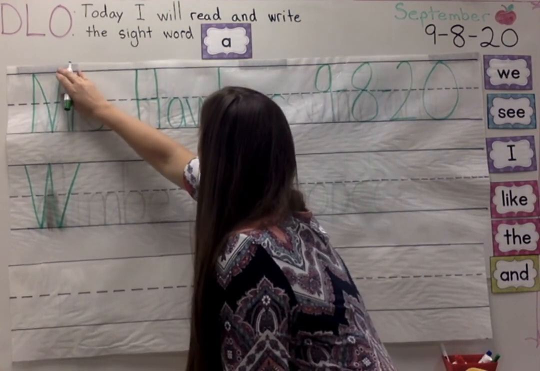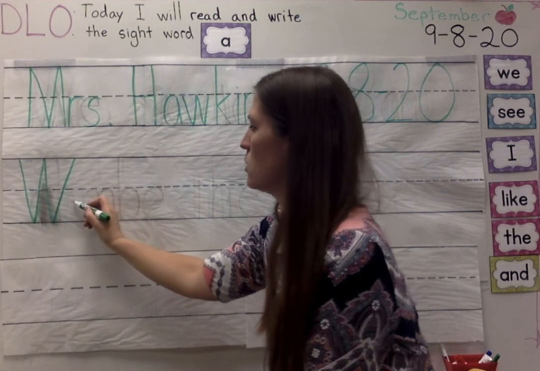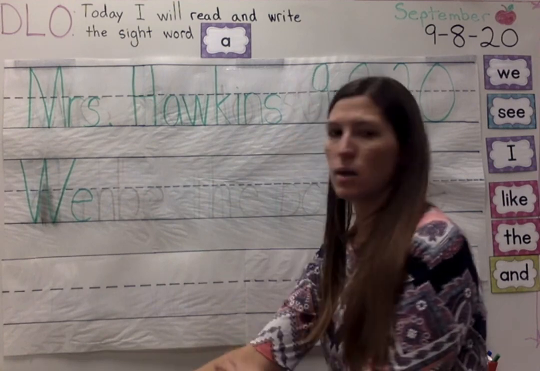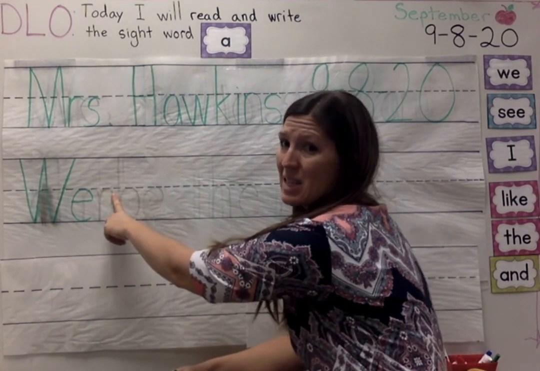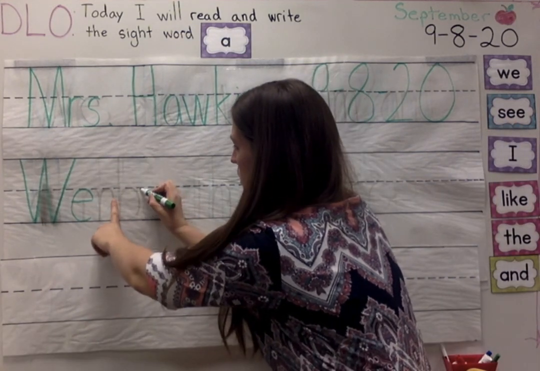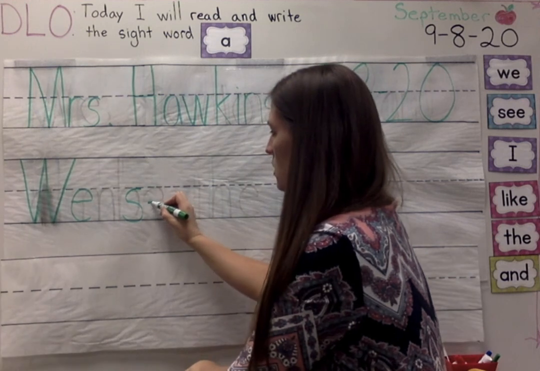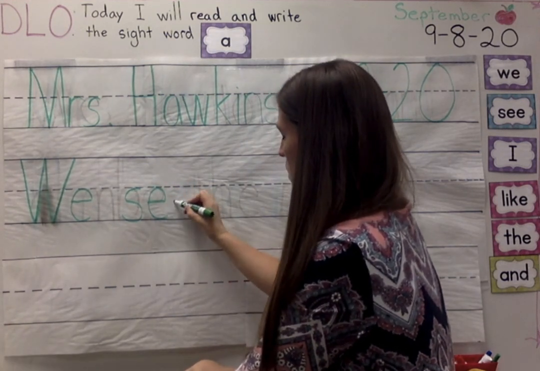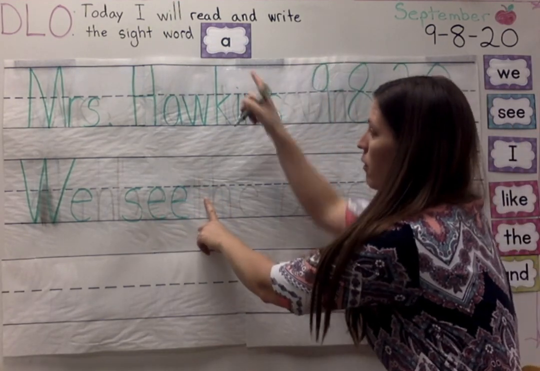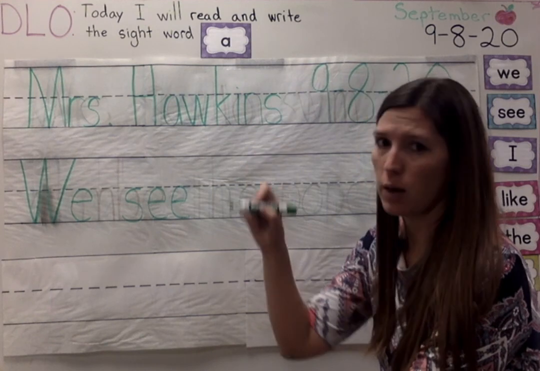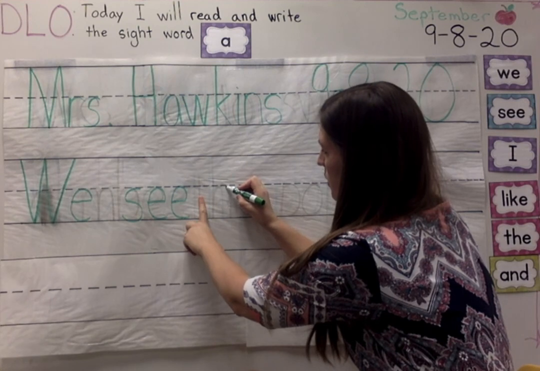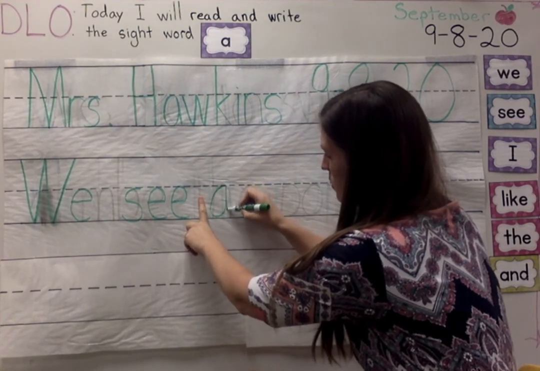We, W-E. We, finger space, see. How do I spell see? S-E-E. Finger space, C, S-E-E. We see, finger space. It's just like writing the letter A. Around, up, down. Don't pick up your pen or your pencil. We see, around, up, down.